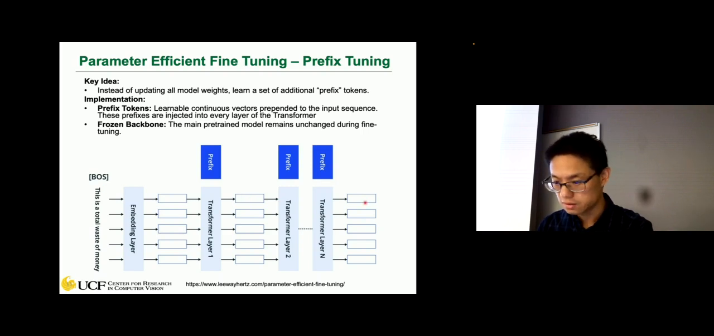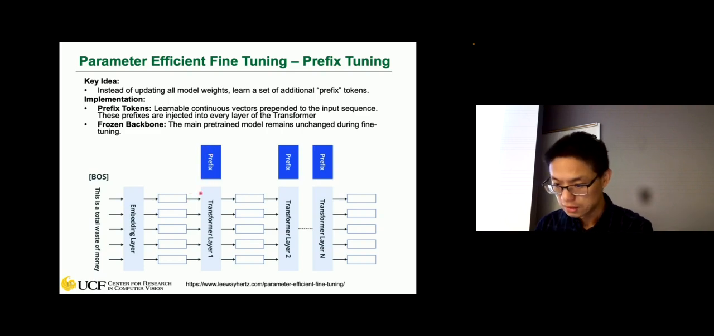Because the other layers, the transformer layers, will be kept frozen. We don't touch them. So the gradient backpropagation will only flow back to the prefix. But why is this prefix able to adjust some of the representation? Because the prefix is actually applied in every transformer layer. So it will participate in the self-attention mechanism.